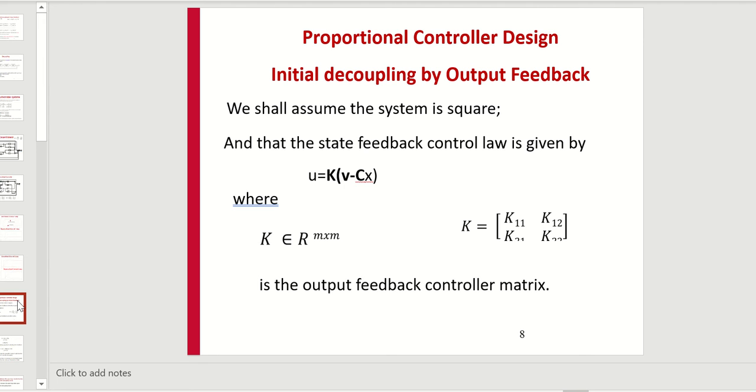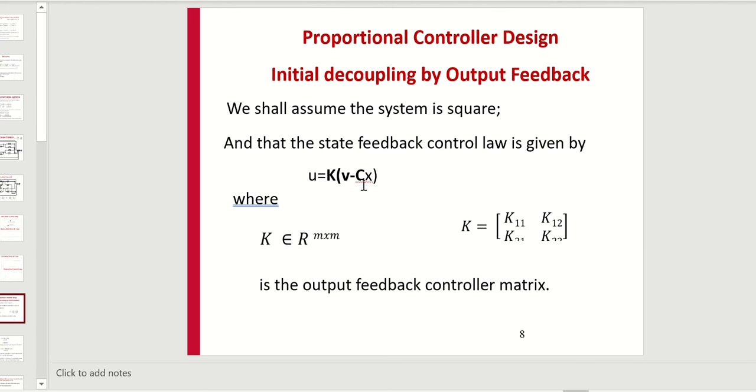So let's look at the first part of the design. This is the proportional controller design, and this is used to achieve initial decoupling. The controller is of the form U equals K(V minus Cx), where K would be a matrix full of parameters. We'd have to design these parameters. If it's a 2x2, there'd be 4 parameters. If it's a 3x3, it'd be 9. If it's a 4x4, it'd be 16.